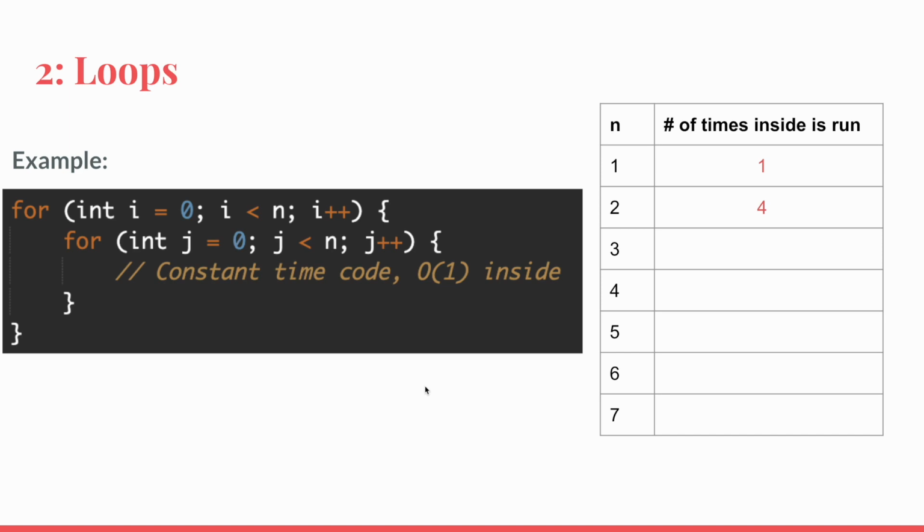If we continue this pattern, and feel free to pause it so that you can try it yourself, we get that for n equals 3, we have 9, then 16, then 25, then 36, and then 49. As you may have noticed, the pattern here is that the number of times the inside operation, the O of 1 operation, is run is equal to n squared. And since the inside operation is constant time, we can say that the time complexity of this code is equal to O of n squared.